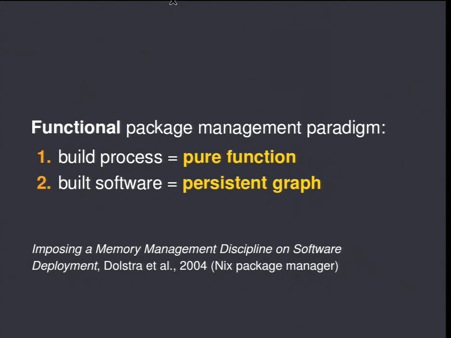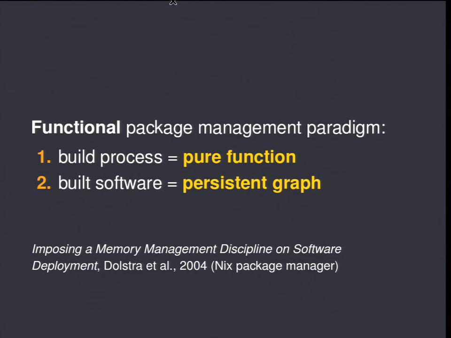So the solution to that is functional package management. So this is not new. This is something that was pioneered by the Nix package manager. And the basic idea is two things. Well, first, we view the build process of a package as a pure function. So we assume that you're describing your process. It has a bunch of inputs. It produces a bunch of outputs. And this is it. There are no side effects, nothing. And second, software that you built in this way can be viewed as a persistent data structure, basically a graph of immutable values, right?